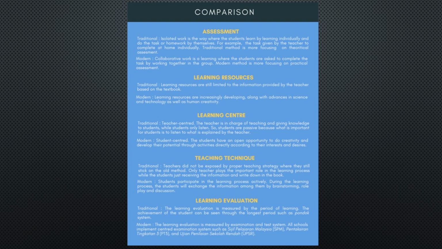Bismillahirrahmanirrahim. Okay, my name is Amri bin Abdul Razak. So today I will present the comparison between the traditional and modern methods of teaching Islamic education. We will compare them in five types, which are the assessment, learning resources, learning center, teaching technique, and learning evaluation. I will present the assessment and learning resources.